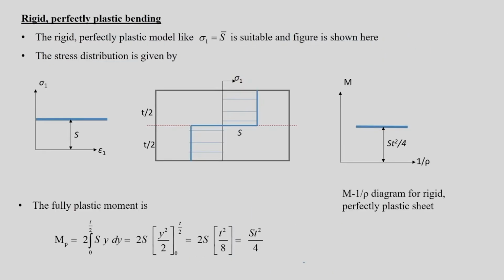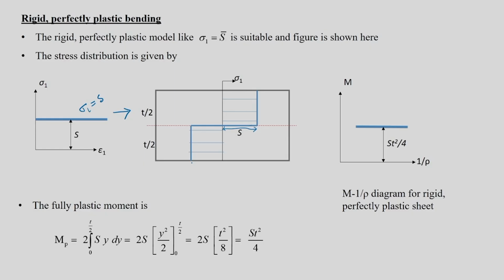Now we will go to rigid perfectly plastic bending, where the model is very simple. Your sigma 1 would be equal to S. There is no elastic part, there is no hardening also, and it is pretty straightforward. Sigma 1 equal to S will give you a stress distribution like this, a step type of thing. This would be your S value, and there will be a transition at the middle, and you will have another variation on this side of the bent region.